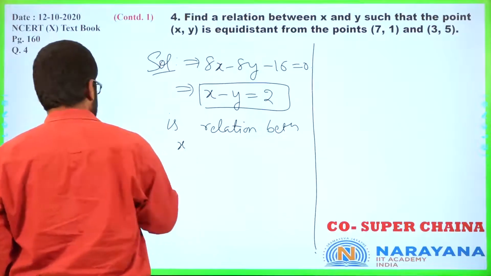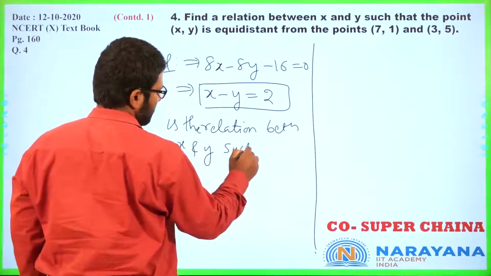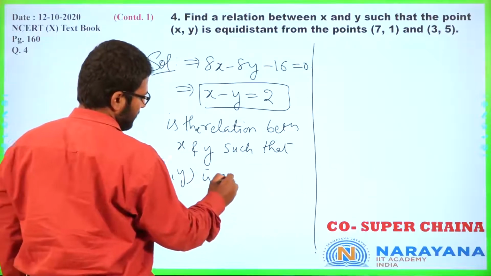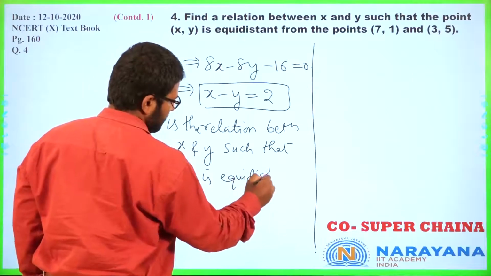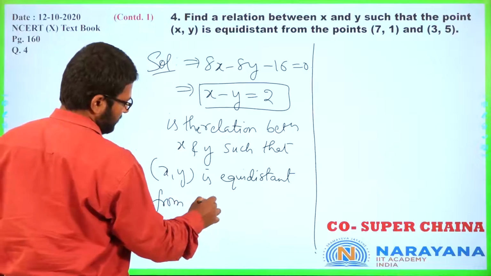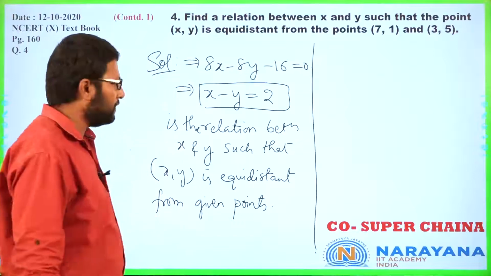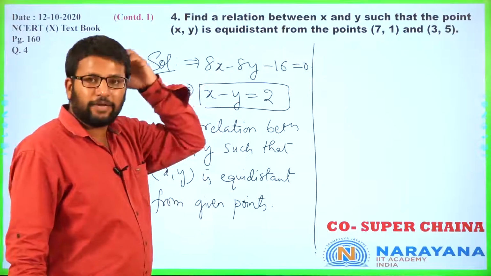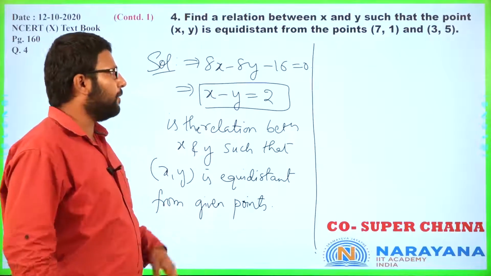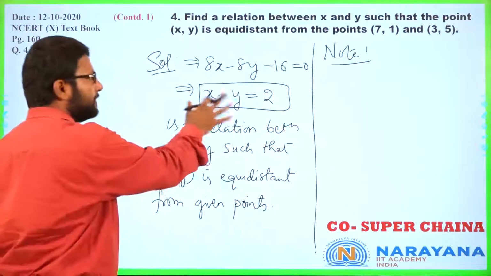In fact, this is the relation between x and y such that x comma y is equidistant from given points. Now this is a very important point that you all need to understand, that they are not asking you to find the value of x and y, you just need to find one equation that contains both x, y and numbers. Now here is something interesting. Your problem is already solved, this is your answer.